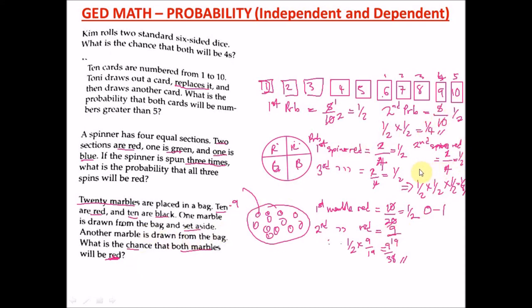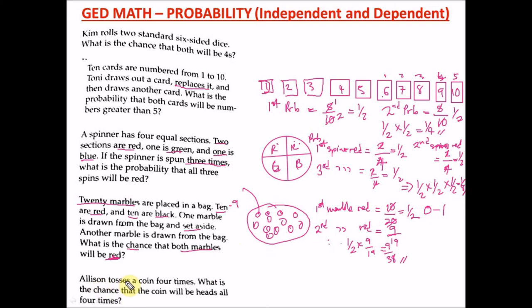I'm sorry this video is becoming a bit long, but I need you to see these examples, as they will help you understand probability more. And these are GED practice test examples, all right?